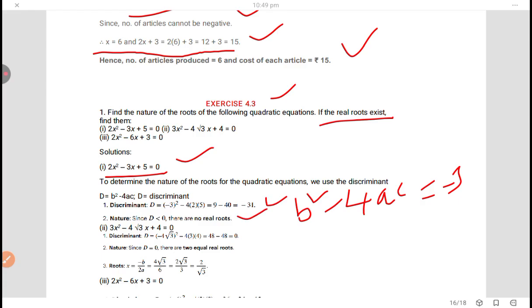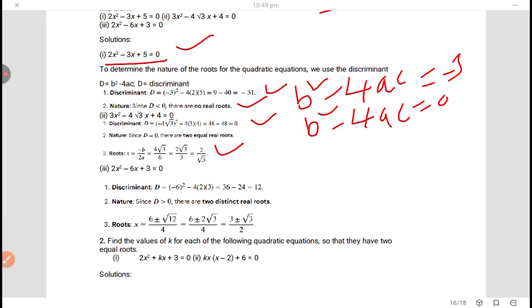In the second case, b square minus 4ac is 0. B square minus 4ac equal to 0. That means it has two equal real roots. So these are the roots. When b square minus 4ac equal to 0, the roots formula is x equal to minus b by 2a. Then substitute the b value and a value in the equation. So you'll get the root.